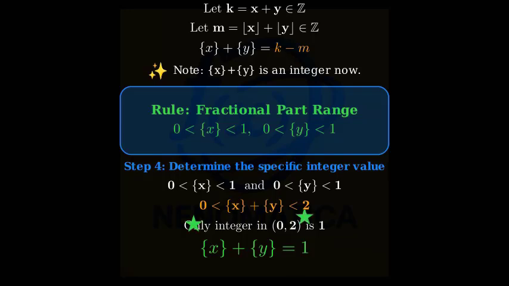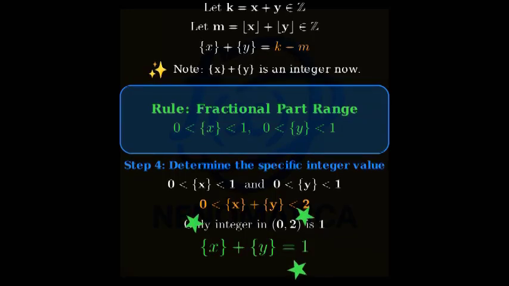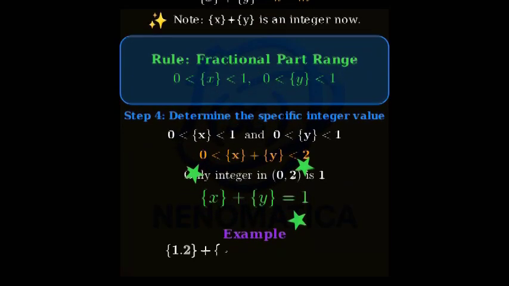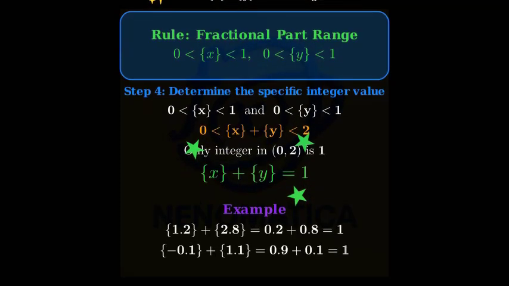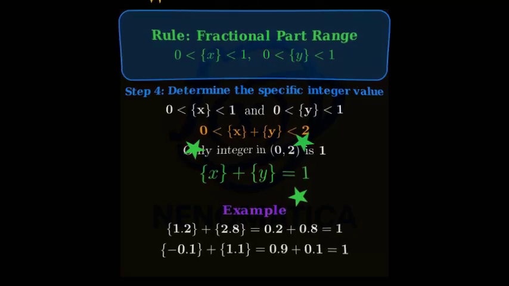Let's reinforce with 2 quick examples. Example: for 1.2 and 2.8, the fractional parts are 0.2 and 0.8, which sum to 1. For negative 0.1 and 1.1, the fractional parts are 0.9 and 0.1, which also sum to 1.